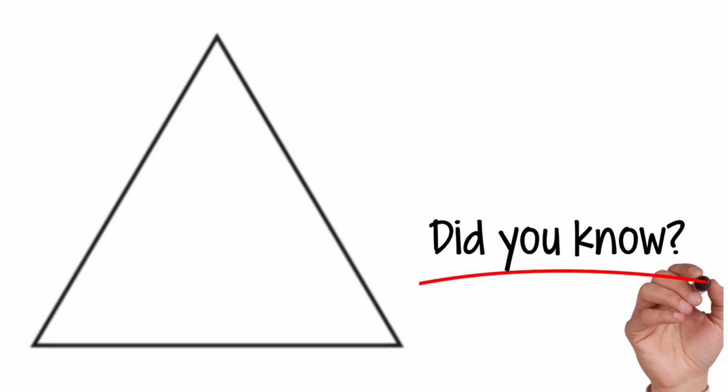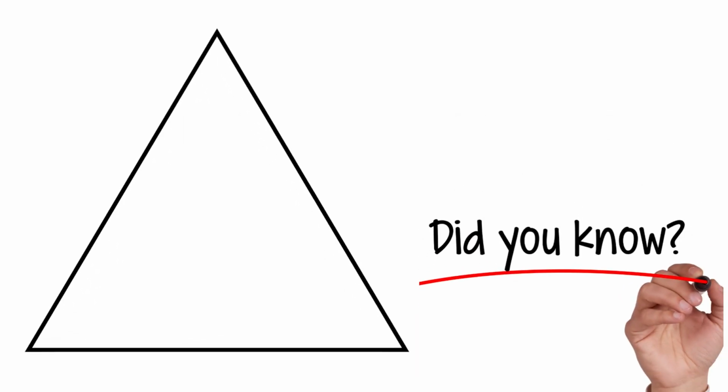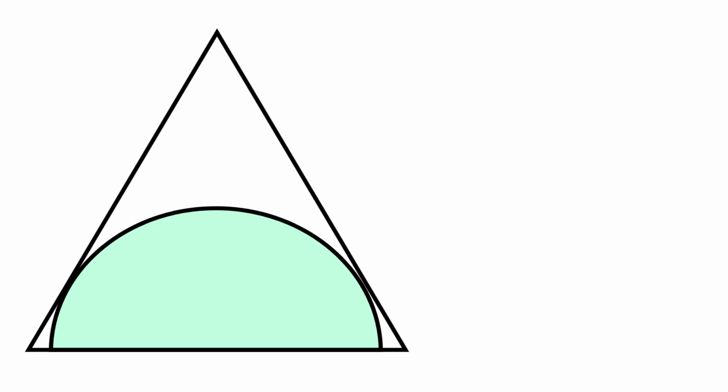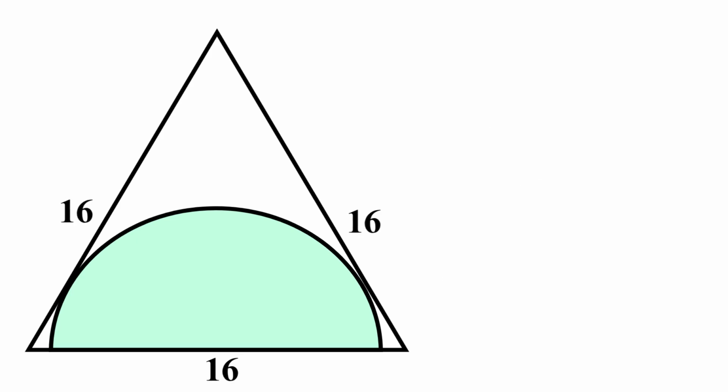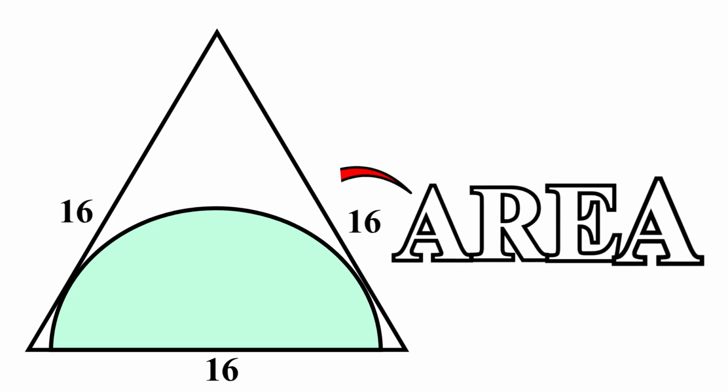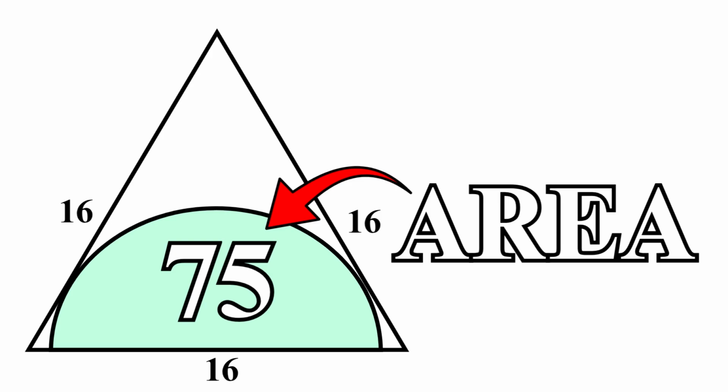Did you know every equilateral triangle can perfectly hide a semicircle inside it? Yes, I'm not joking. And the craziest part is, you can find its exact area by using just one simple triangle rule. And today, I'll show you step by step how a 16-unit triangle hides a semicircle with an area of over 75 square units. So, stay till the end, because the final calculation might surprise you.